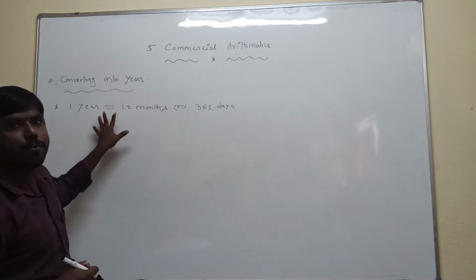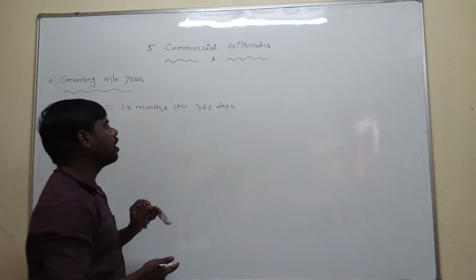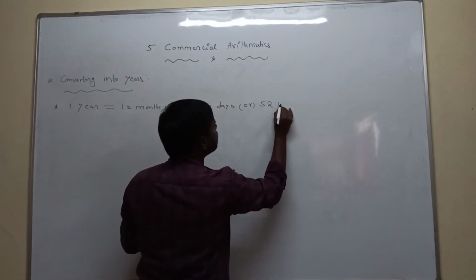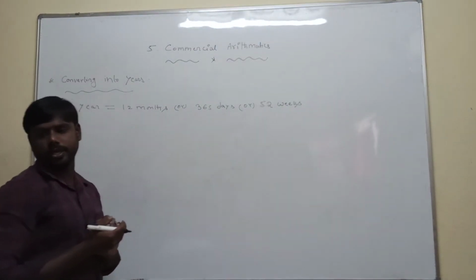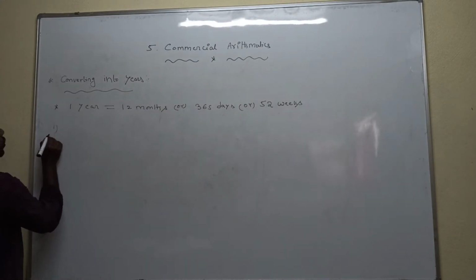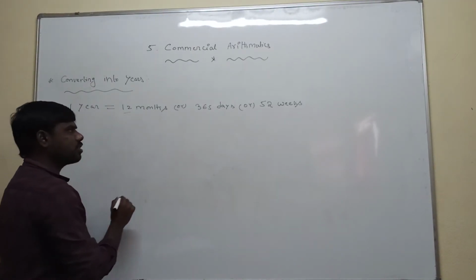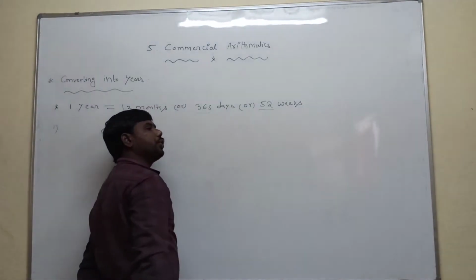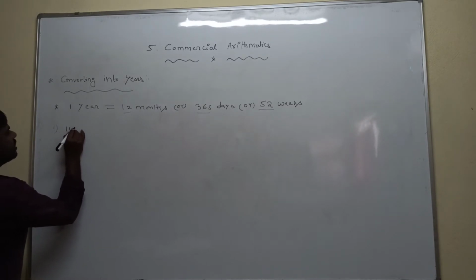Per 1 year, there are totally 12 months or totally 365 days. How many weeks are there per year? Totally 52 weeks. So now we convert. In 1 year, there are totally 12 months, 365 days, and 52 weeks.